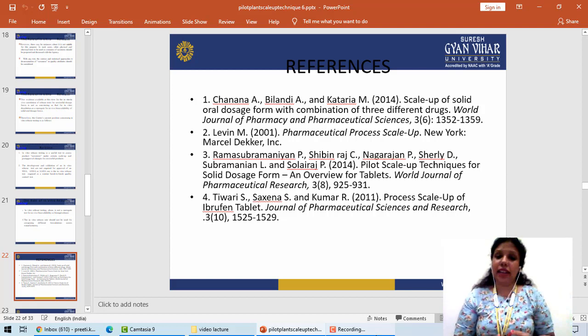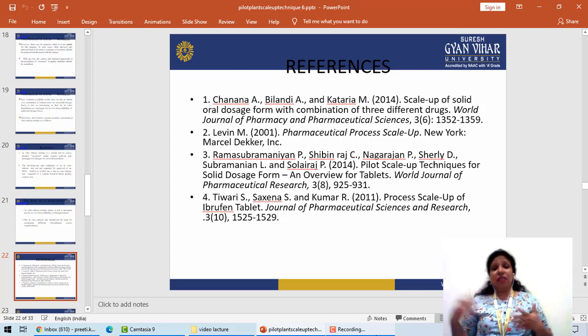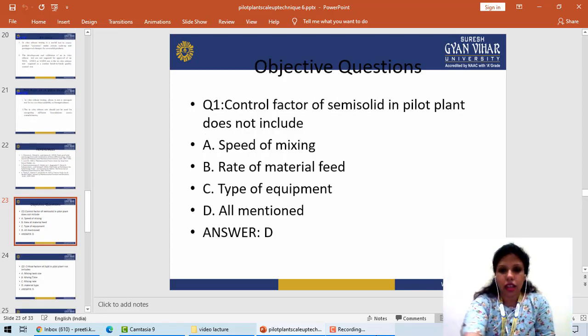So references, I can say that first you need to go for the books. There are many books. In each and every pharmaceutics book, the scale-up, pilot plant scale-up topic is given. So first you need to understand what is scale-up, what is the general consideration related to scale-up from the books. Then you have to go for the journals for the latest update related to the scale-up on pilot plant.